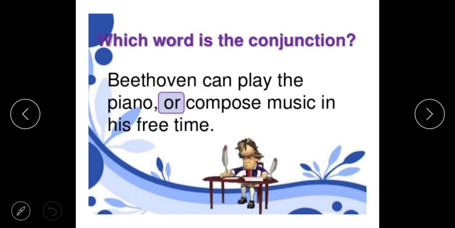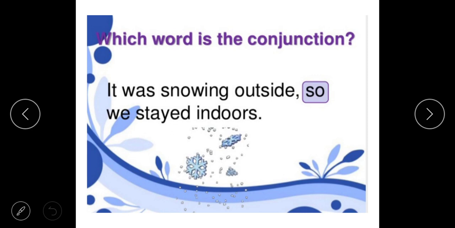Beethoven can play the piano or compose music in his free time. So or is here an option or choice. Either Beethoven plays the piano or composes music in his free time. So what is or here? Again it is a coordinating conjunction. It was snowing outside, so we stayed indoors. So what is so? It is a consequence or result.